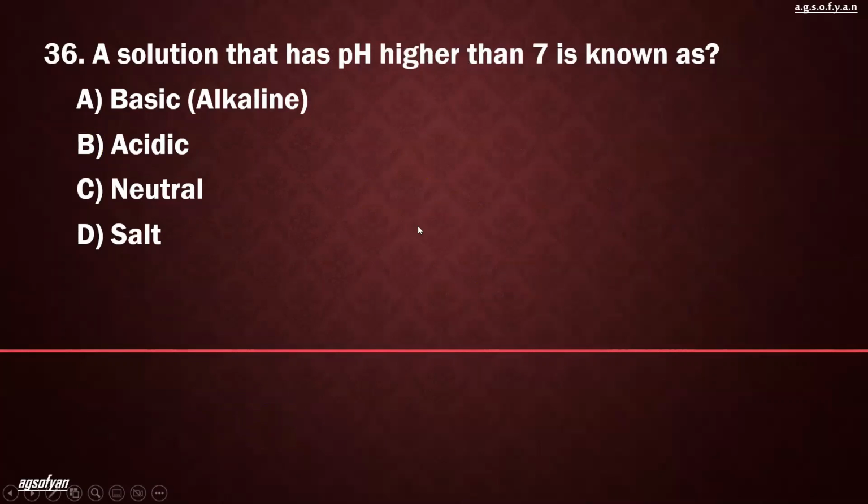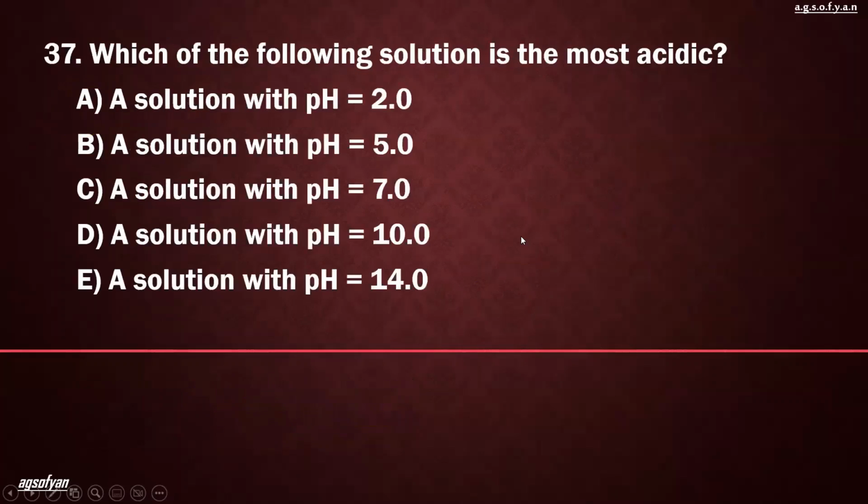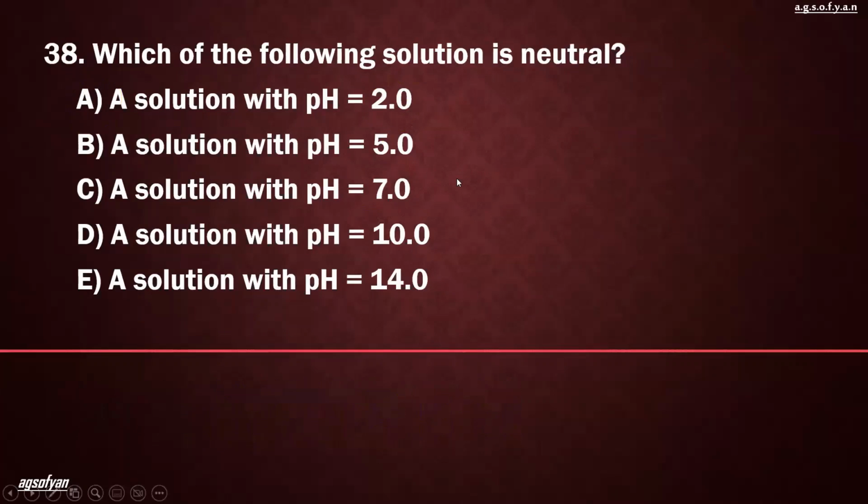Okay, how about the one that is higher than 7? We just answered that, right? It's going to be basic. Which of the following is the most acidic? The lower it is, the more acidic. It's going to be A. Only 2, so very, very acidic. Which solution is neutral? C for 7. 7 is neutral.